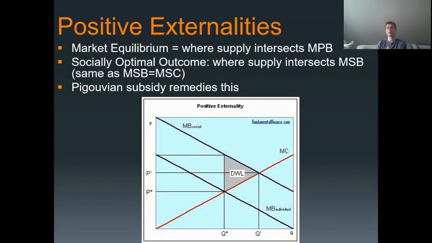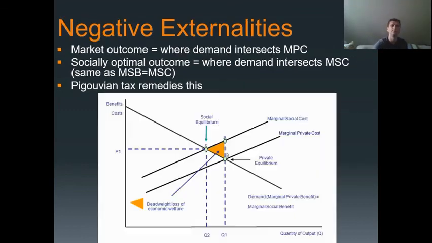There are external benefits that aren't being fully explored. So what you want to do is bring your marginal private benefit in line with your marginal social benefit. So how do you do that? You provide a Pigouvian subsidy, which is a per unit subsidy designed to shift your private benefit to be in line with your social benefit, eliminating the deadweight loss that you see here.